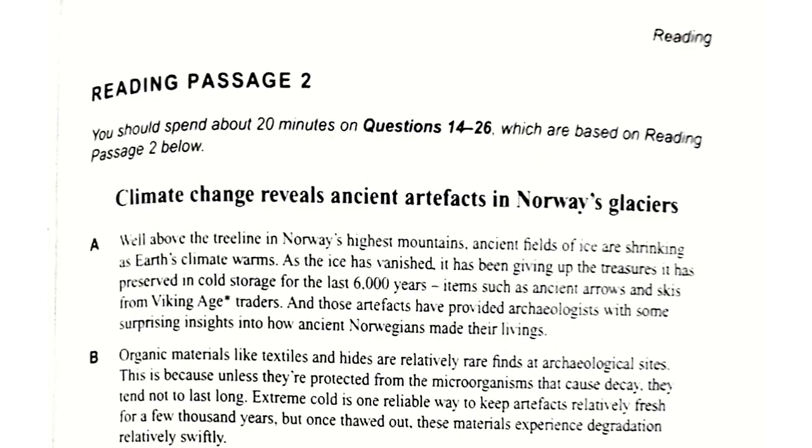We have clearly discussed how to understand a paragraph, how to understand a question, how to read a passage. Now we'll be solving this test paper. So first is a heading: climate change reveals ancient artifacts in Norway's glaciers. So ancient artifacts are being revealed in Norway's glaciers due to climate change. So this is the heading.